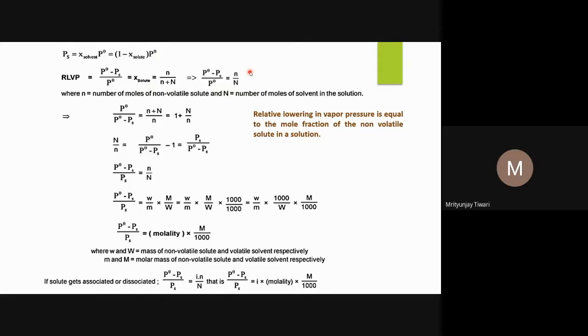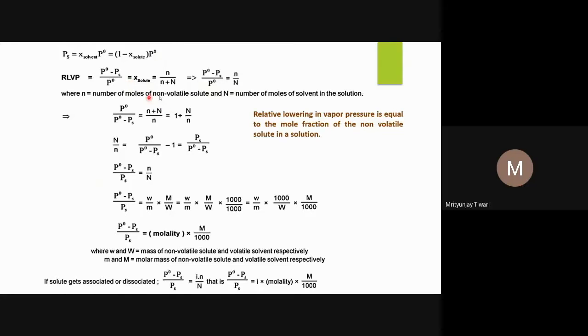So the number of moles of solute, which is the mass of solute in gram divided by the molar mass of the solute, whole divided by the mass of solvent in gram divided by the molar mass of the solvent. However, this is the approximate one. This is the approximation we have made here: the number of moles of solute is very small in comparison to the number of moles of the solvent. It means the solution is extremely dilute.